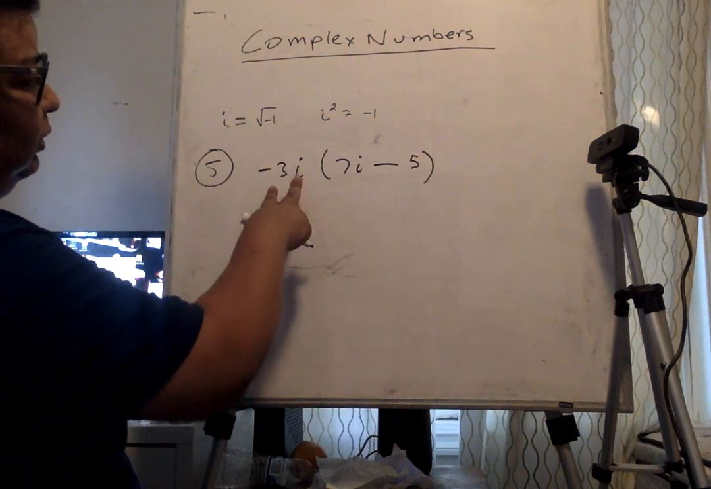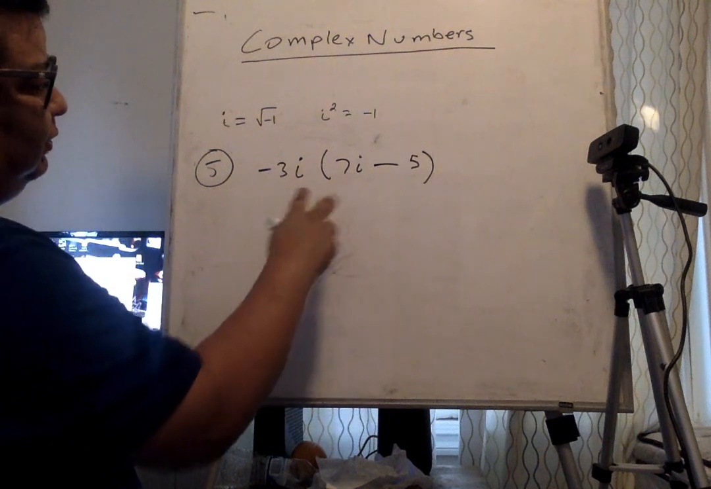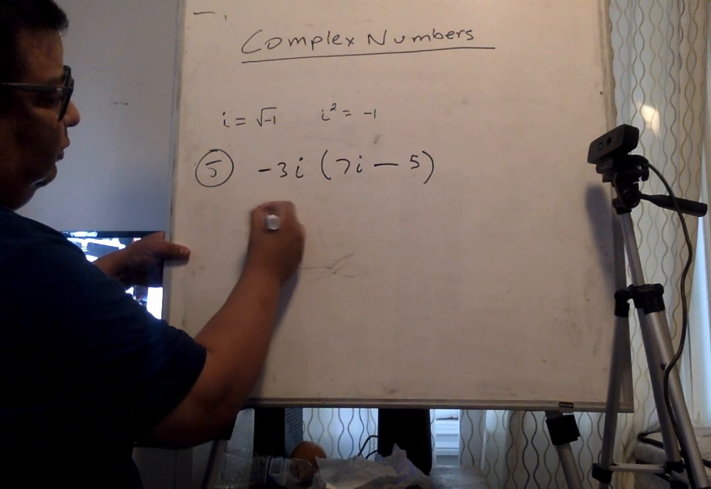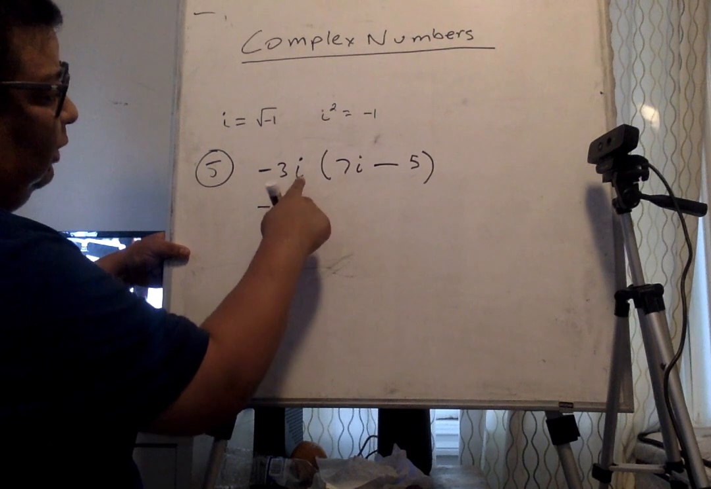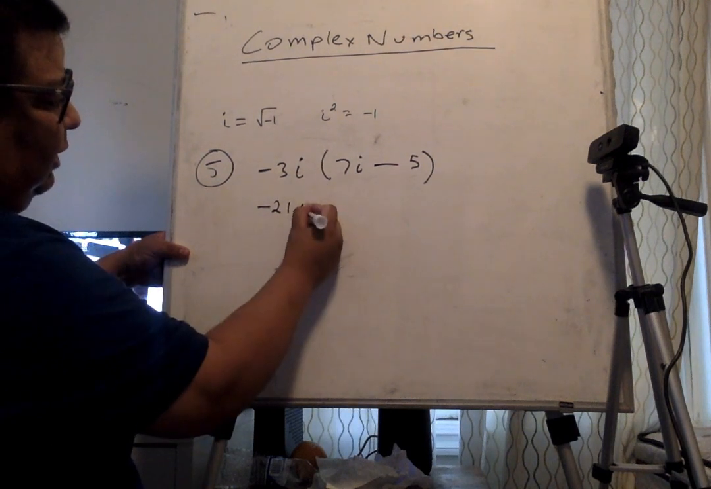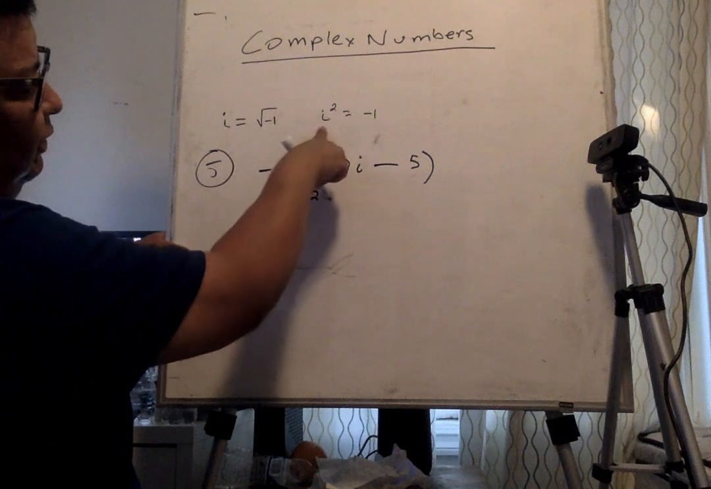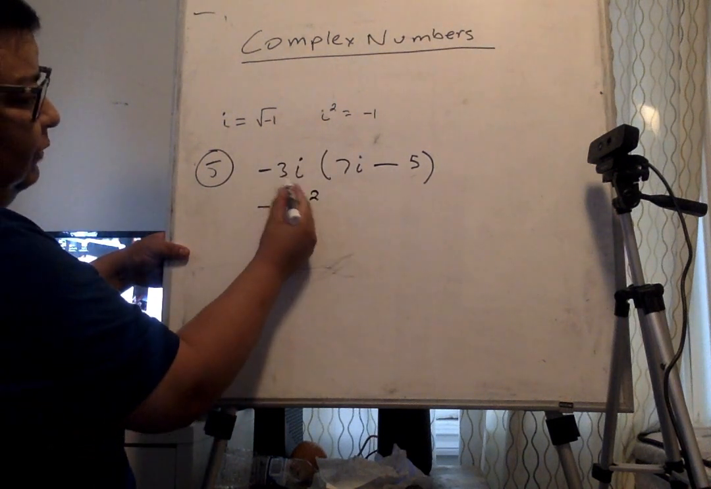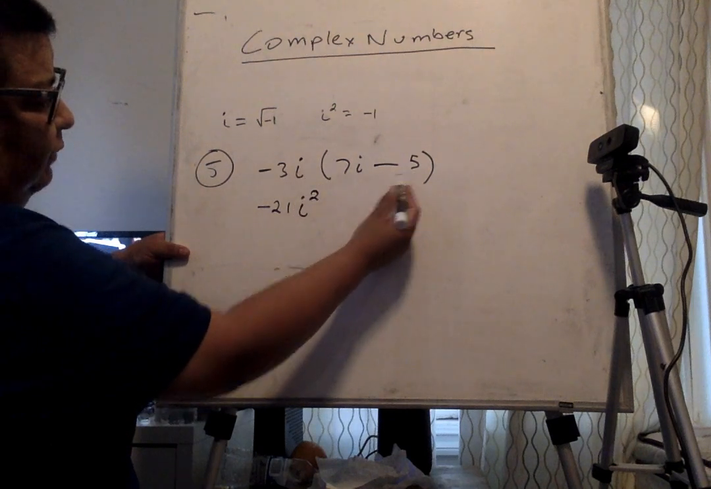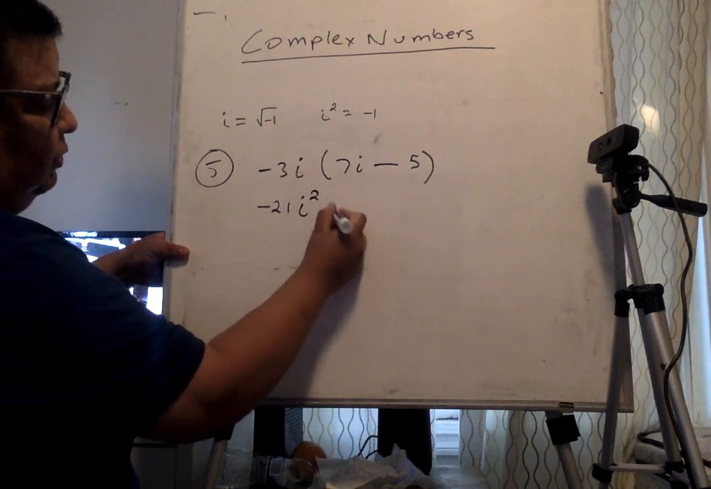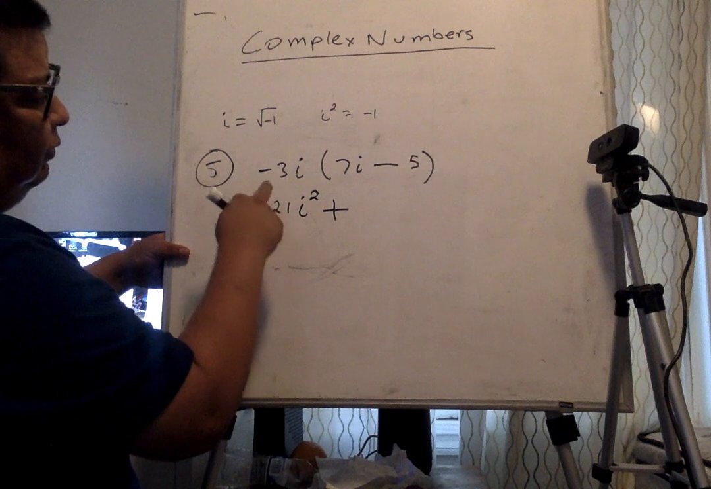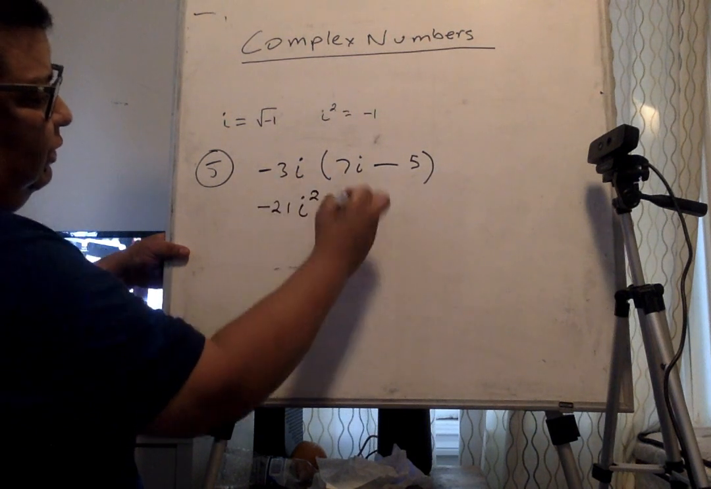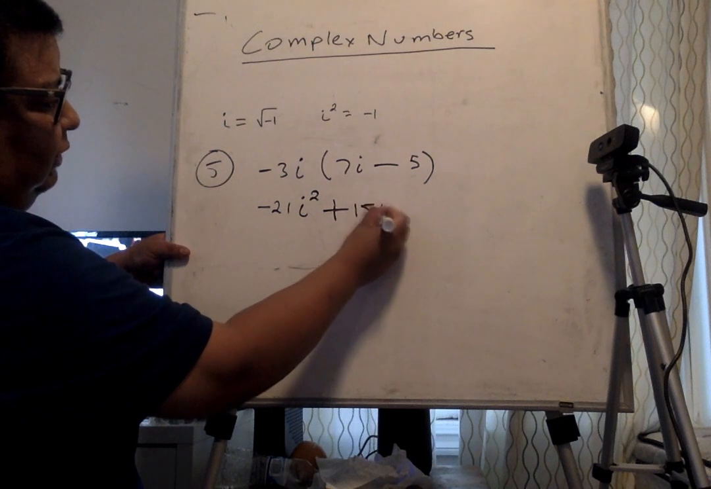Okay, so now we're going to distribute negative 3i over the parentheses. So negative 3 times 7, that will be negative 21. i times i, that's i squared. You see here, i squared. And then we do negative 3i times negative 5. Negative times a negative is positive, so it'll be positive. 3 times 5 is 15, so it will be 15i.